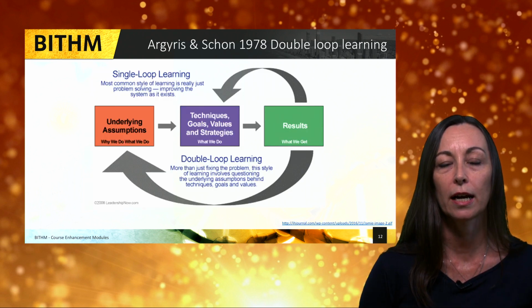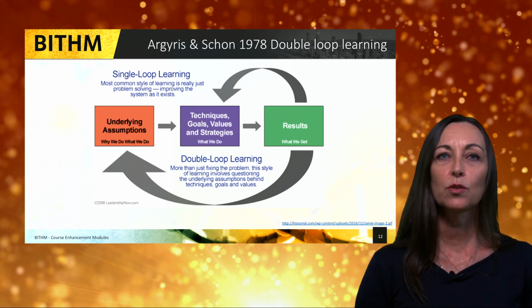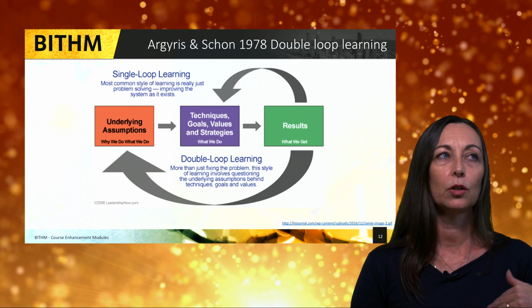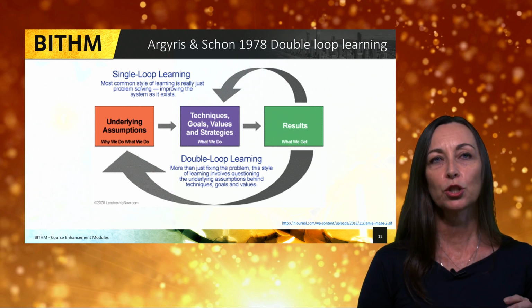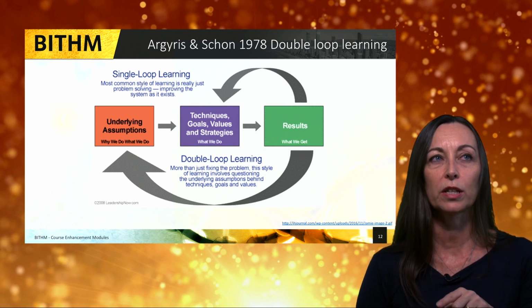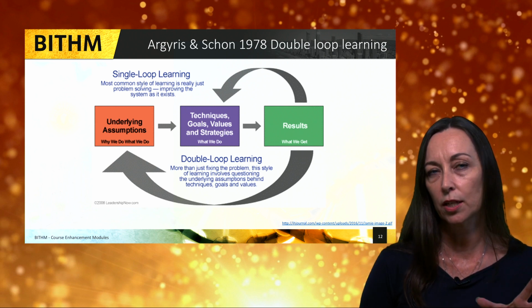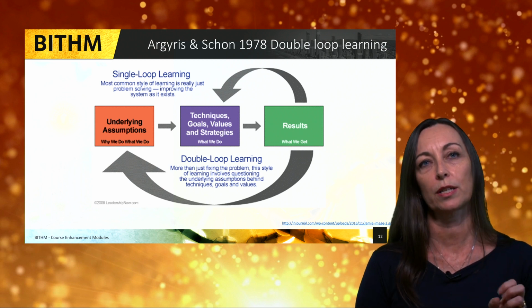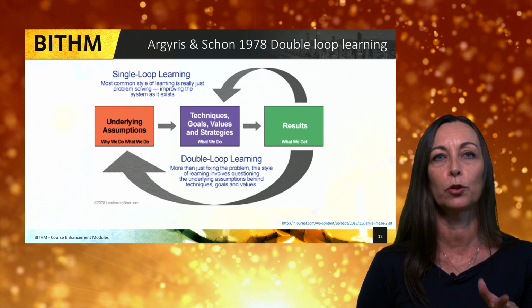Argyris and Schon talked a lot about double loop learning, and this is where, other than looking at things and seeing things from what has actually happened, so the events, we're not only reflecting on what's happened and how we could improve that, but we start considering the various assumptions that we may be making in our particular context. So we can go back and really go a little bit deeper, and this is double loop learning.